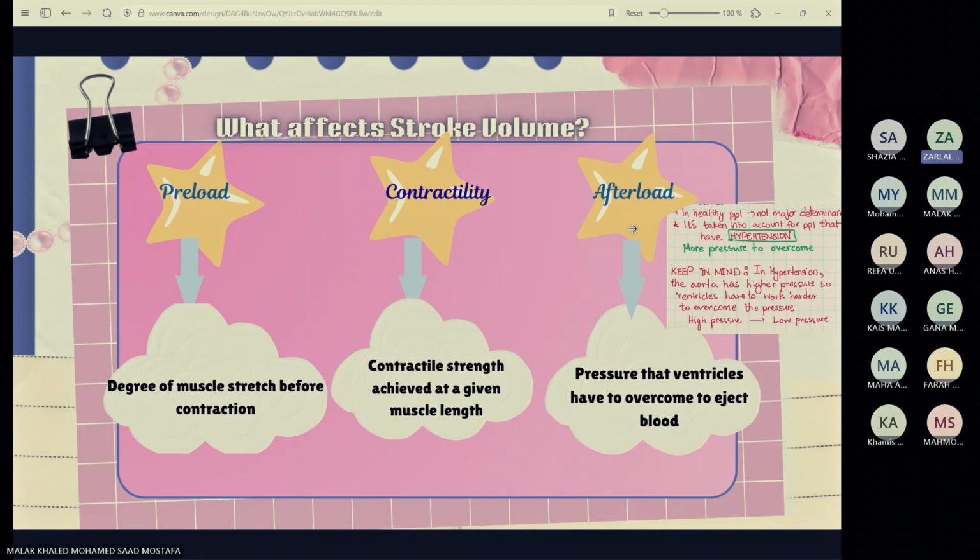Now, preload and contractility are very significant in affecting stroke volume. They affect stroke volume a lot, but afterload is usually not that significant in normal people. But in people that have hypertension, as in high blood pressure, they have very high blood pressure in their arteries. So the ventricles have to overcome a higher pressure. So the afterload is greater in people with hypertension. Next, please.